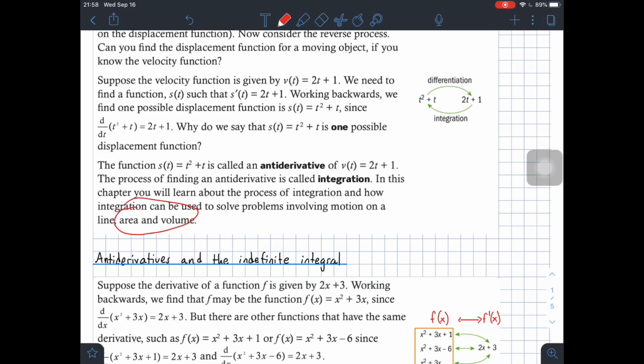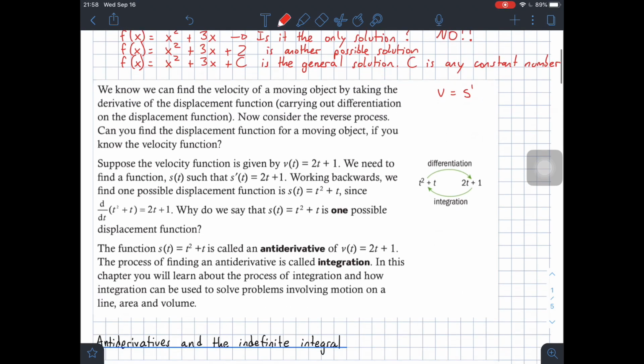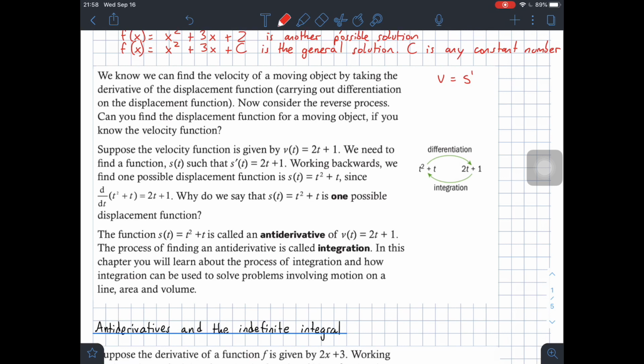These are very important applications of integrals. If you remember from derivatives, one of the most important applications of derivatives is optimization, right? In the case of integrals, one of the most important applications in real life scenarios is to find areas of irregular shapes or volumes of irregular shapes. Okay, we're going to be seeing more about that.